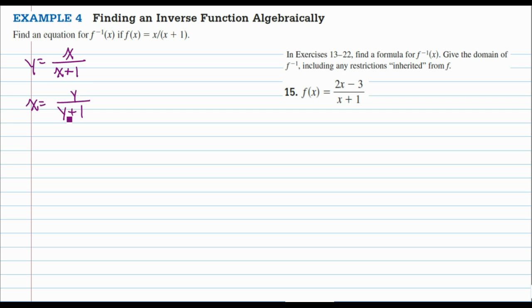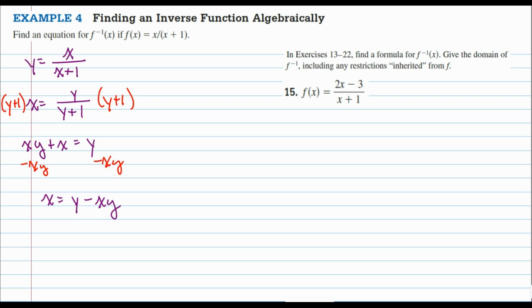Well, there's two y's here, which can get very confusing. So first of all, let me get that one y out of the denominator. So now I've got xy plus x, I distributed, equals just y. Now if I get the y terms all on the same side of the equal sign, that's going to help.